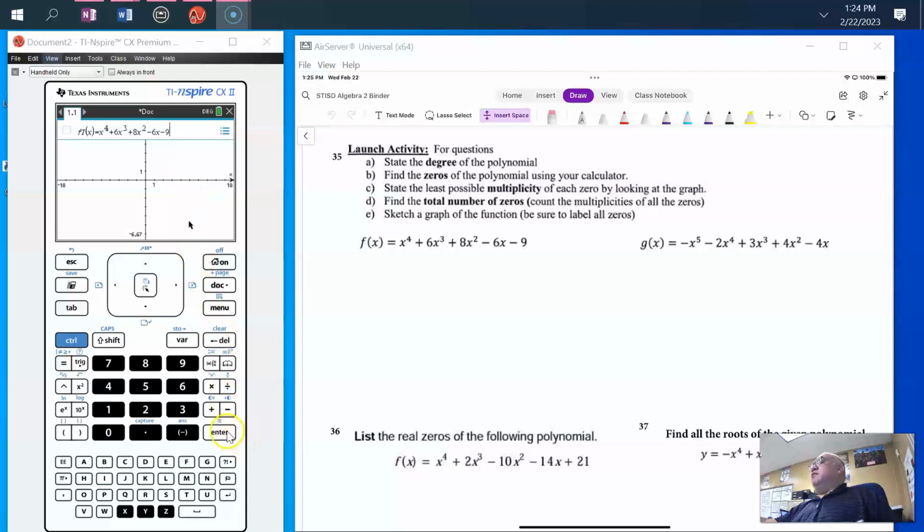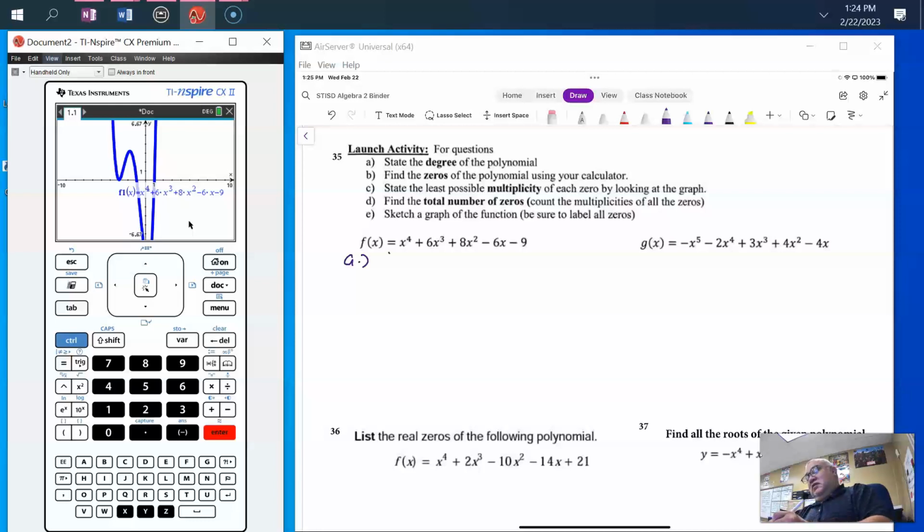So let's go ahead and graph it. I'm going to press enter, and I'm going to answer statement A. It's going to be the fourth degree. And you might be asking, why is it fourth degree? Because the highest exponent is 4. Now, coincidentally, 4 is also the number of zeros a polynomial has.